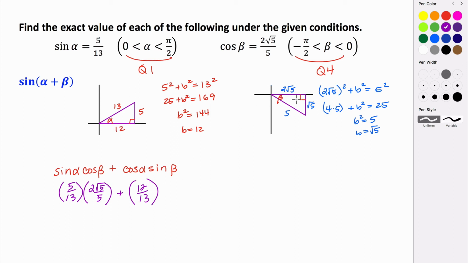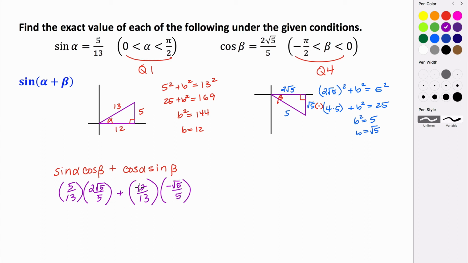The sine of beta is the opposite over the hypotenuse. Now, for this measure here, rad 5, it's going to be negative because it's a negative y value. We're in the fourth quadrant, and the sine is negative in the fourth quadrant. So this is going to be negative rad 5 over 5.